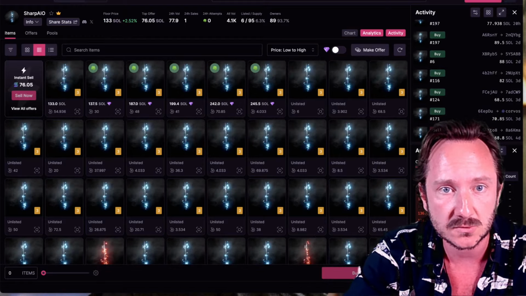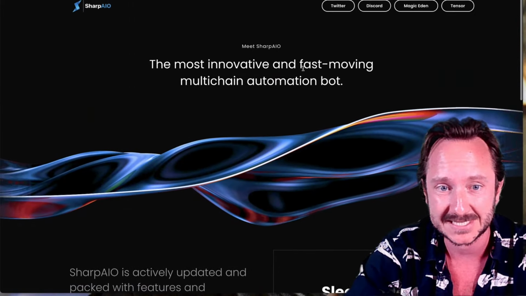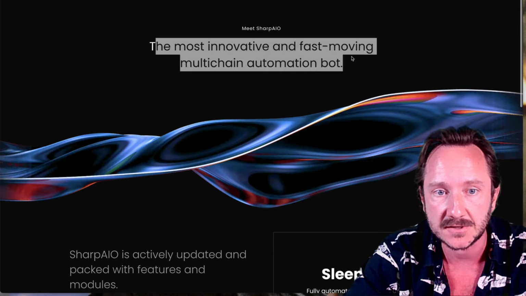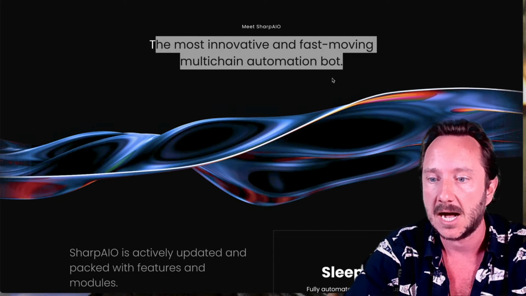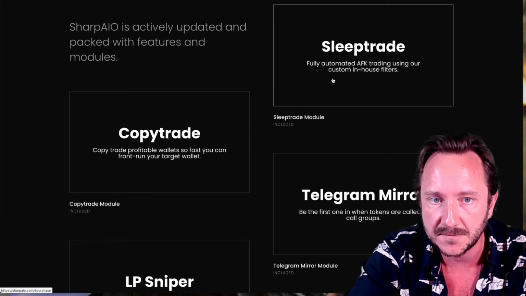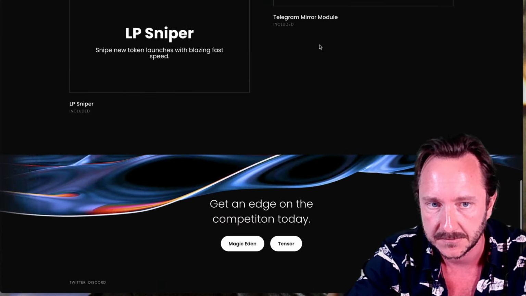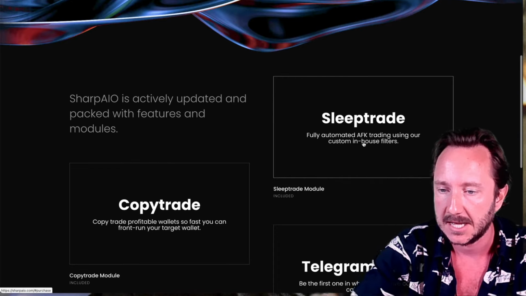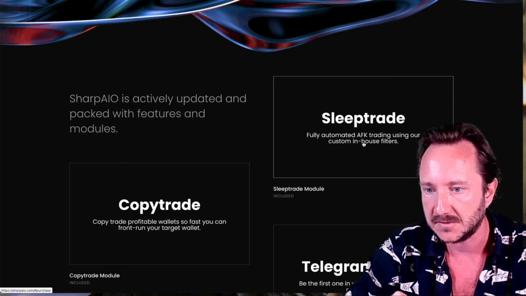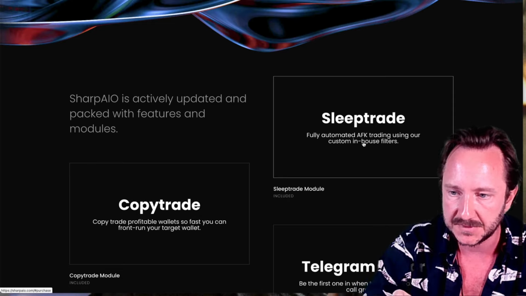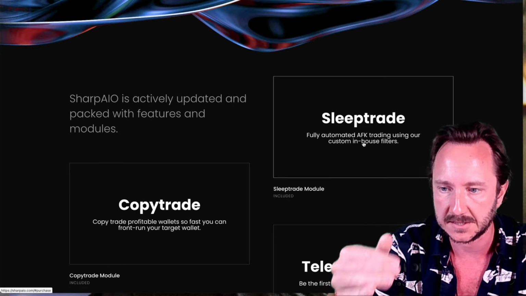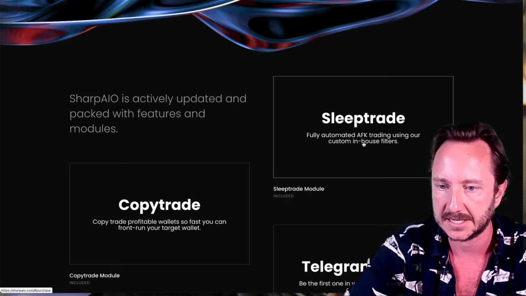Why is this tool so good? We're going to take a look at their website. What is SharpAIO doing? The most innovative and fast moving multi-chain automation bot. Sounds a little bit cryptic and complicated. What can you do with this bot? Sleep trading. So you are away from keyboard and the bot is doing exactly what you tell it to: buy this thing at this amount with this time, sell these coins at this price level, 30% of your stack, things like this.